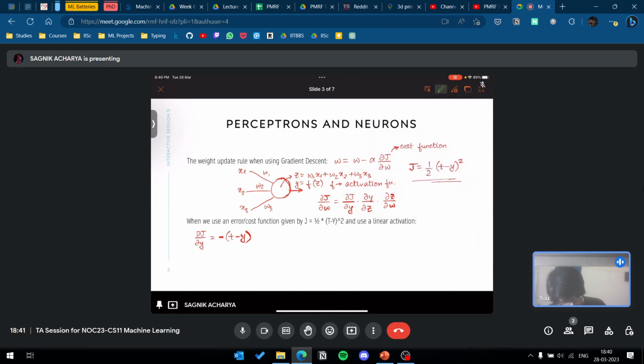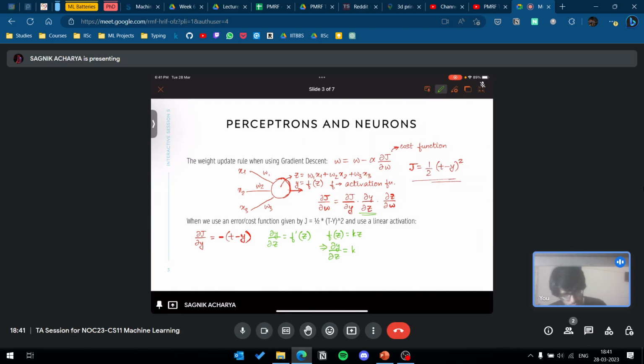The next derivative is del y by del z. y is given by f of z, so this is basically f dash of z. Usually we'll consider, say, f of z is equal to kz, some sort of linear activation. Then this implies that del y by del z will be equal to k.